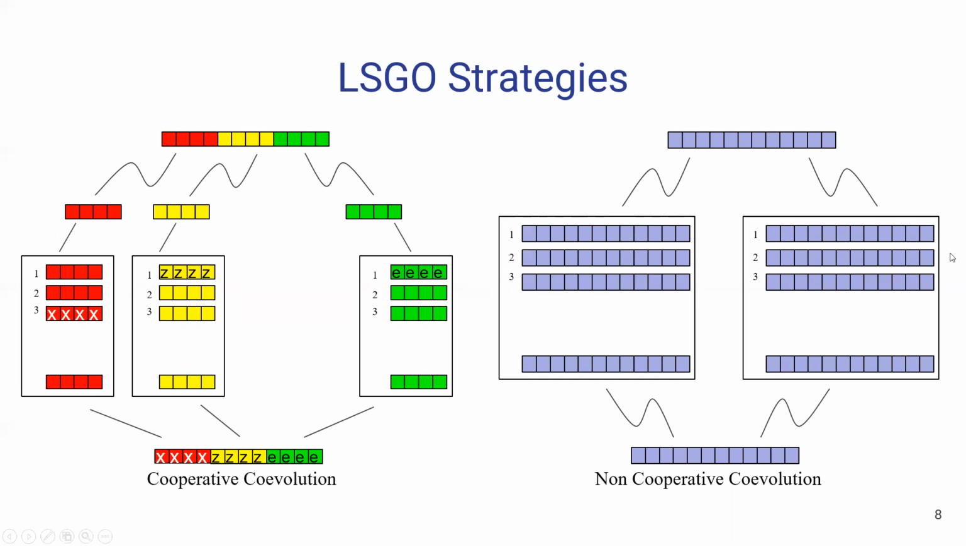However, in non-cooperative coevolution, the dimensions of a problem remain intact, while the population of individuals is divided among the partitions. The best solution is the one that has the highest fitness across all the partitions.